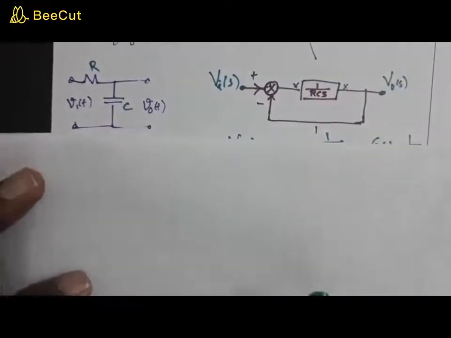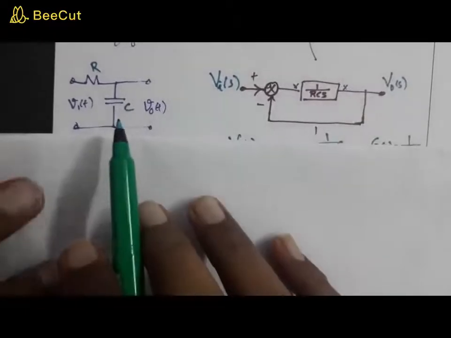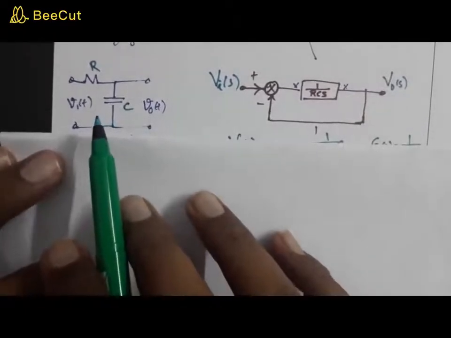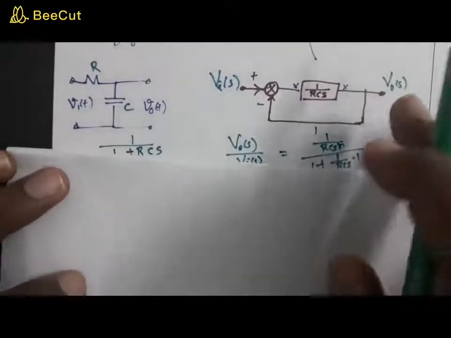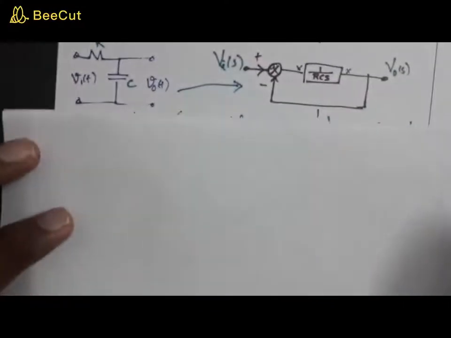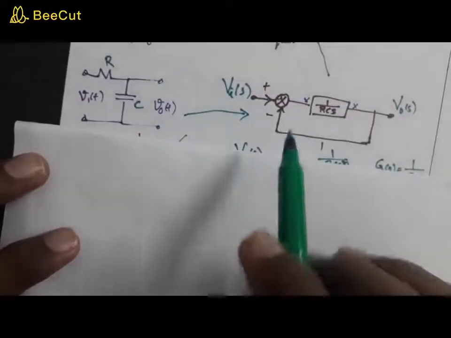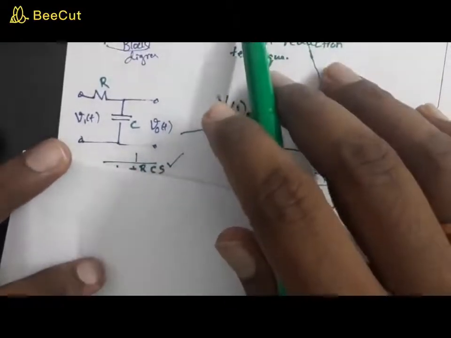Okay, now just a recap of what we have derived in the previous videos. Consider a simple RC network, and we have found the transfer function to be 1 by 1 plus RCS mathematically. And I have also drawn the block diagram of that, as you have just seen. Now, once this block diagram is represented, this is of the canonical form, right? This is of this form.